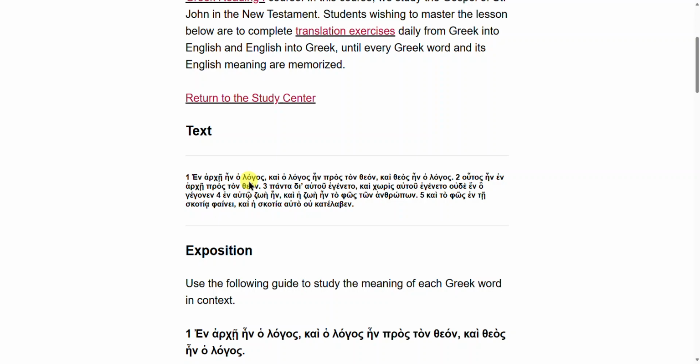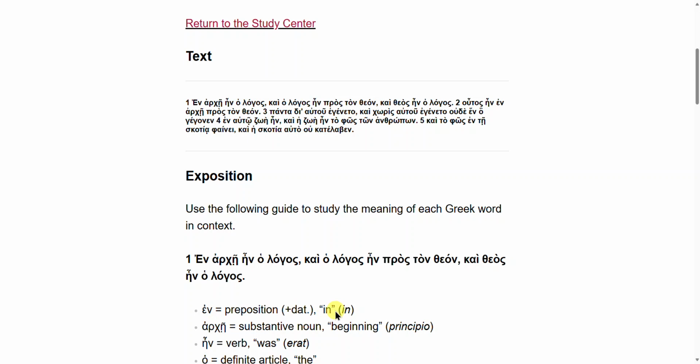Now, when you get started, you're going to have to look at your lesson for help. So copy out the Greek text, and then look to your lesson and learn the meanings of each Greek word and write them in your translation exercise.